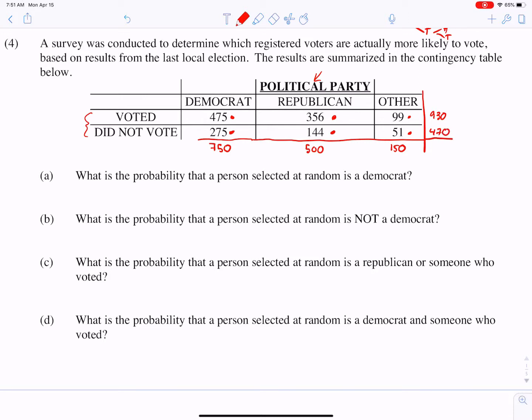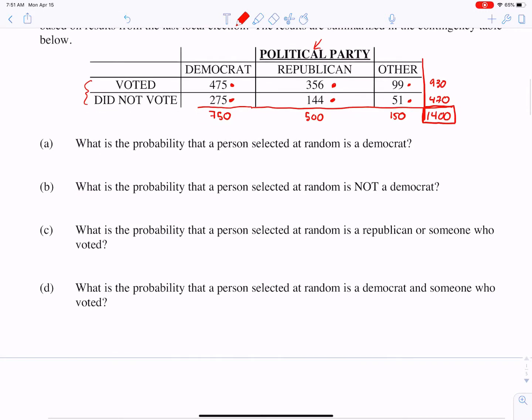Now right down here, we get the grand total of everyone. There were 930 people who voted, 470 who did not vote, for a grand total of 1,400 people. Just to check, if I added 750 Democrats plus 500 Republicans plus 150 others, I would also get 1,400. Okay, now that's going to help us when we answer any of these questions below. So I'm going to scroll down here a little bit.